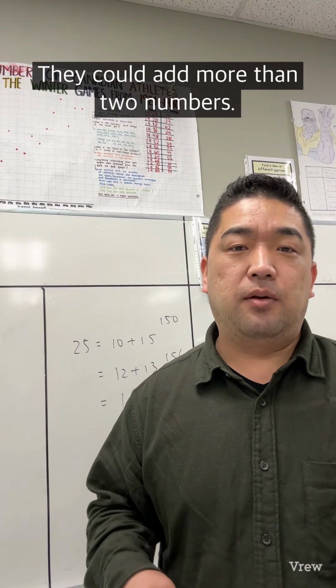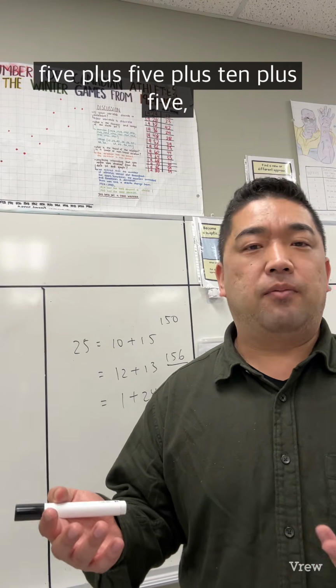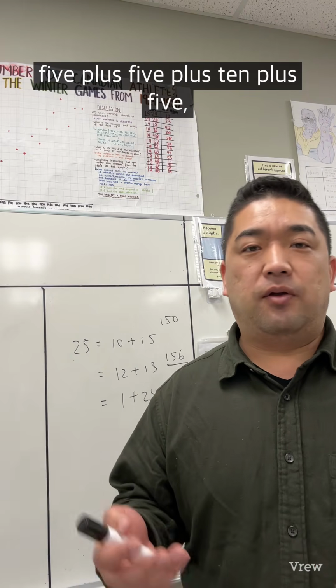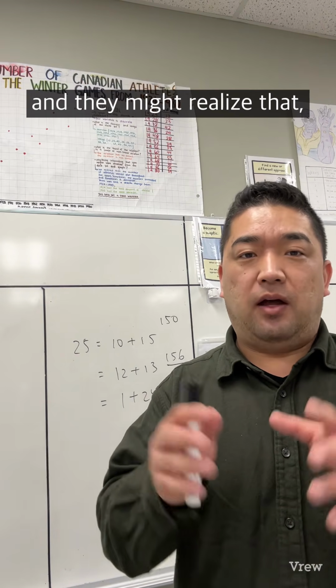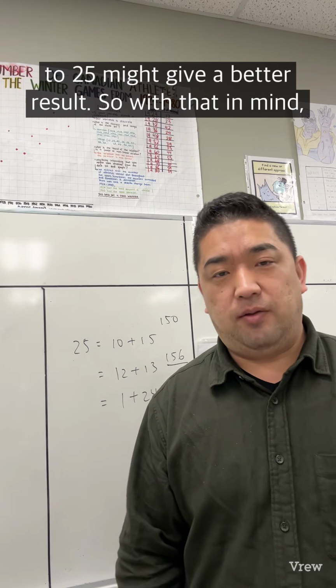They could add more than 2 numbers. They could add, for instance, 5 plus 5 plus 10 plus 5. And they might realize that, oh, spreading out numbers to 25 might give better results.